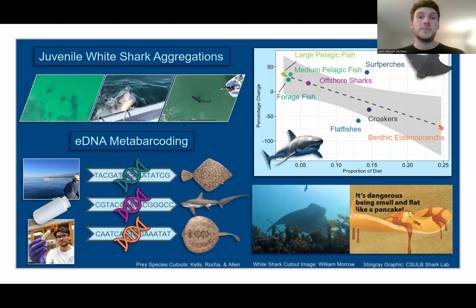This relationship between contribution to diet and change in abundance between controls and aggregations was pretty strong. The proportion of diet each prey group contributed explained about 60% of the variation in that change between control sites and our aggregation sites. On the other hand, prey groups that were not targeted by white sharks, for example, forage fish, large and medium pelagic fish, which each made up less than 3% of the diet, actually increased at the aggregation sites. These species may benefit from the suppression of mid-level predators.